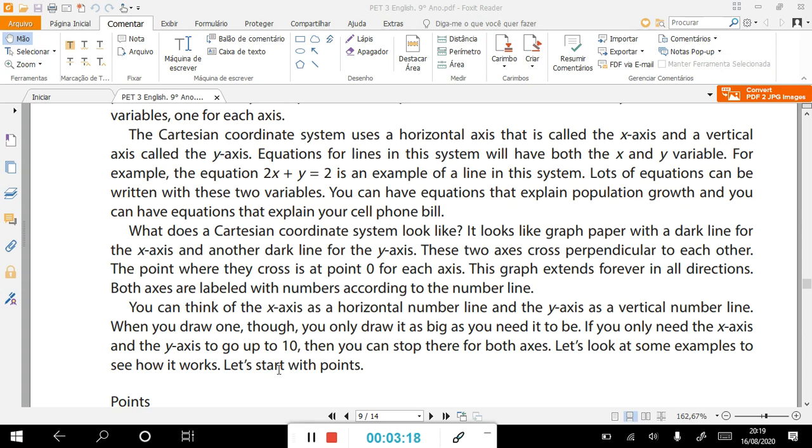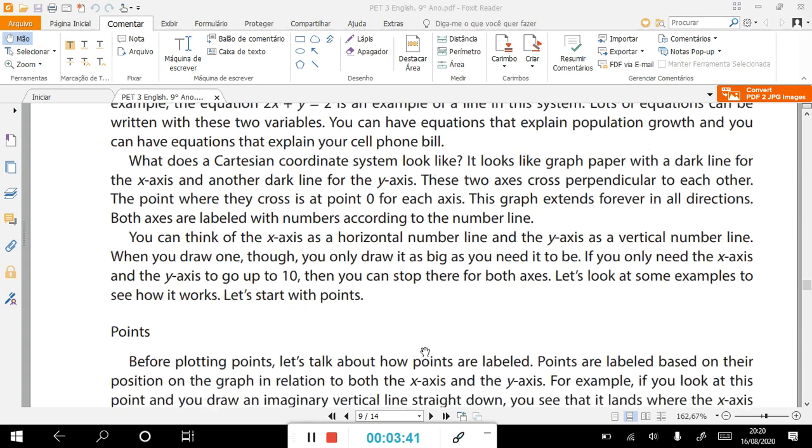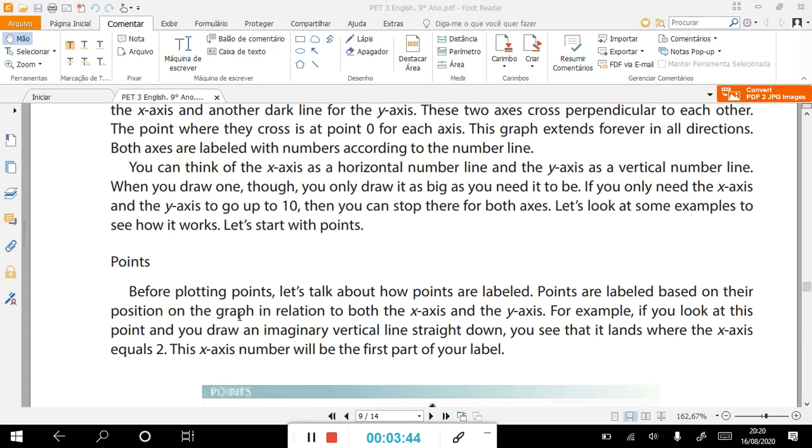When you draw one, though, you only draw it as big as you need it to be. If you only need the x-axis and the y-axis to go up to 10, then you can stop there for both axes. Let's look at some examples to see how it works. Let's start with points. Before putting points, let's talk about how points are labeled. Points are labeled based on their position on the graph in relation to both the x-axis and the y-axis.